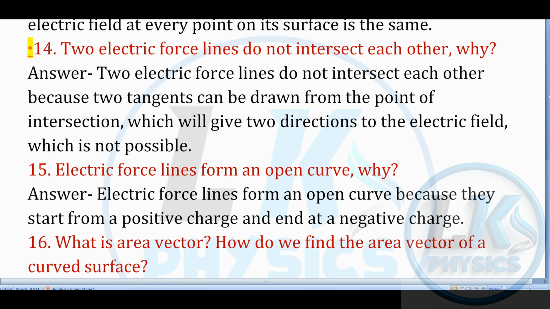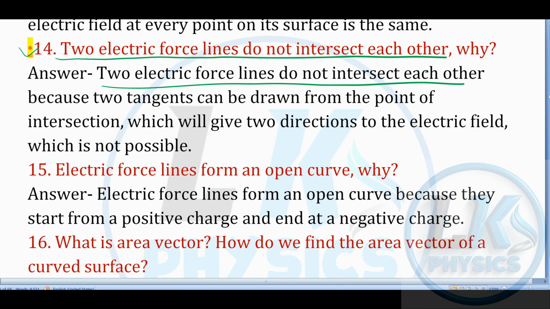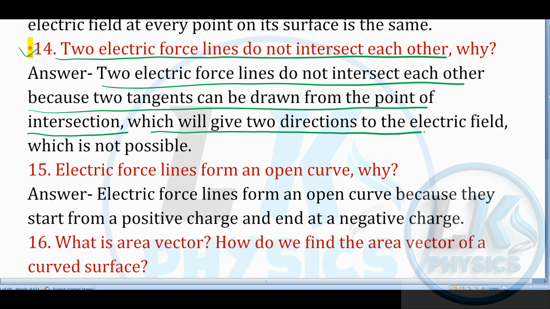Now, this is also an important question. Two electric force lines or field lines do not intersect each other. Why? Two electric force lines do not intersect each other because two tangents can be drawn from the point of intersection, which will give two directions to the electric field, which is not possible.